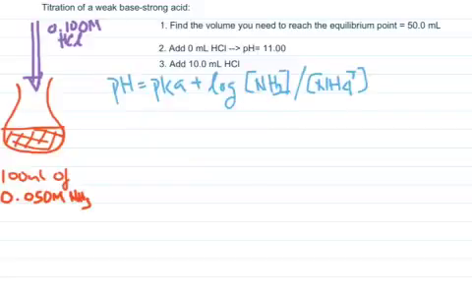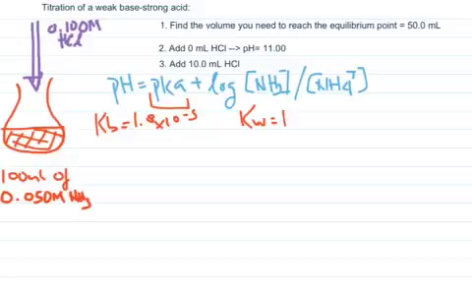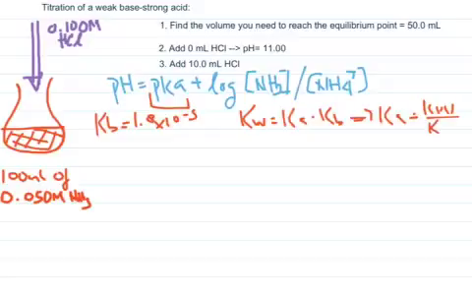Alright, so the first piece of the puzzle I need to find is the pKa. Well, I know that the Kb of ammonia is equal to 1.8 times 10 to the minus 5. I also know I can use the equation Kw equals Ka times Kb, and if I'm looking for Ka, it's going to give me Kw over Kb.